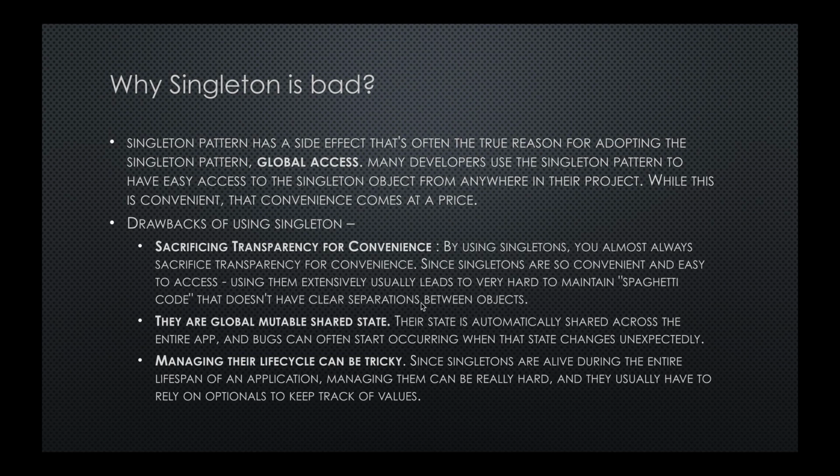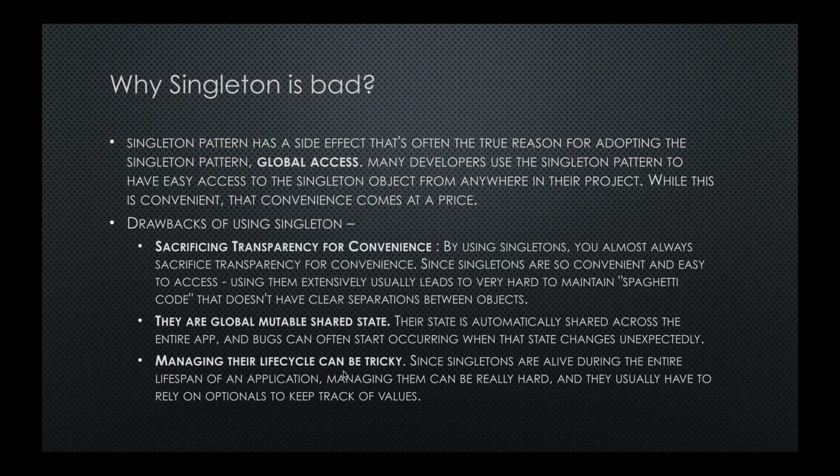So this is one of the drawbacks: it provides very convenient code for us developers, but it's not at all transparent, testing becomes very difficult, and there could be bugs anywhere, because they are global mutable shared state. The state is automatically shared across the entire app, and bugs can often start occurring when that state changes unexpectedly. So the global access is the biggest problem over here.